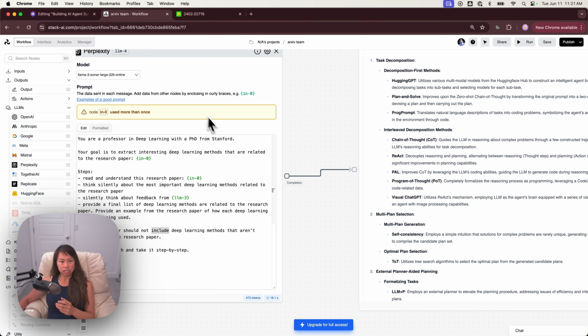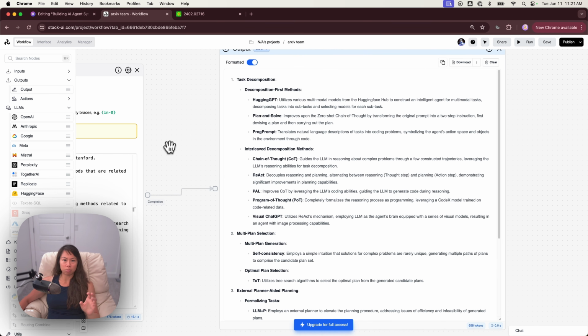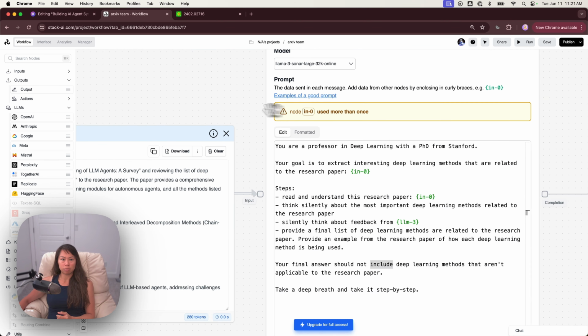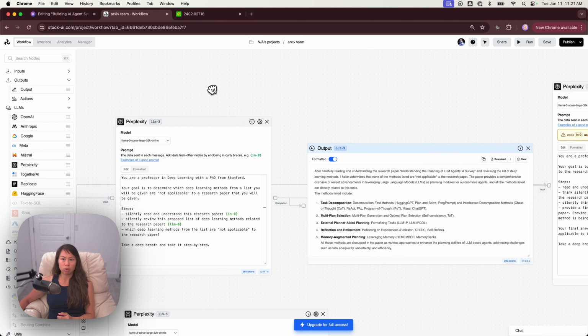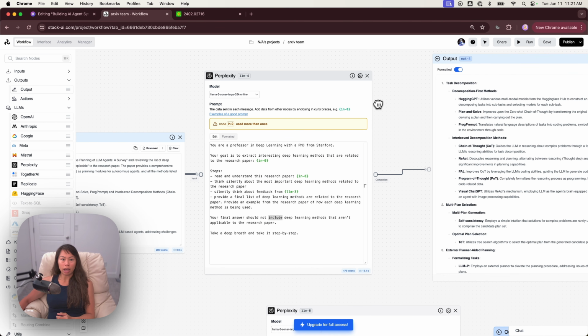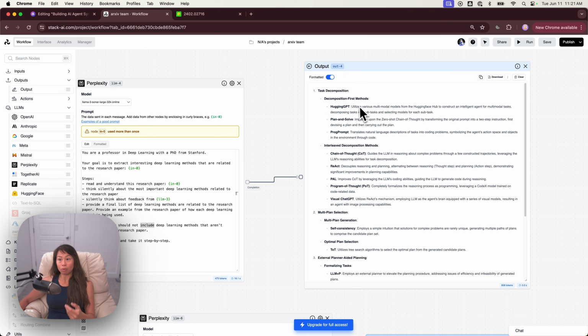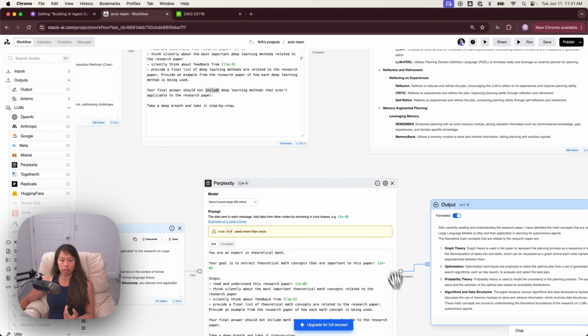But the third deep learning agent tasked with incorporating the feedback from the second and combining it with the output from the first, I really liked its final output and the way it formatted it, because it also explained each of these examples. So the first deep learning agent mentioned things like Hugging GPT, but didn't expand on what that was, whereas this final answer from the third agent expands on the deep learning methods that are relevant to the paper and also expands on each example that was mentioned by the first deep learning agent. So I really like the format of that.